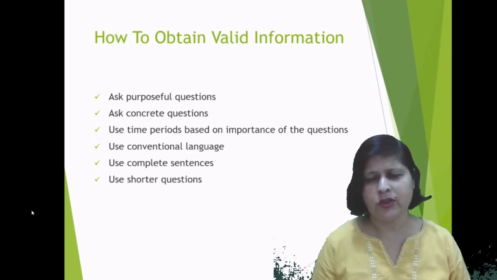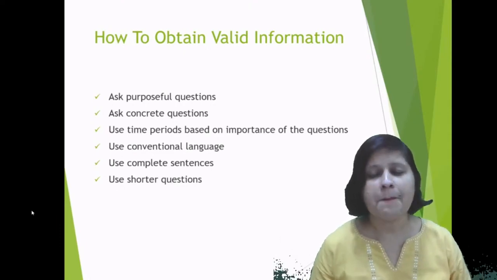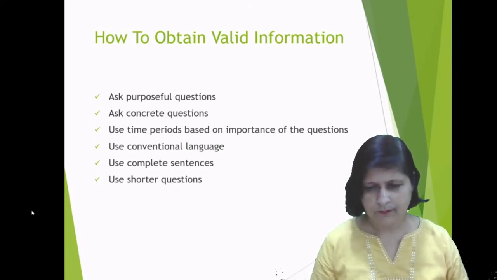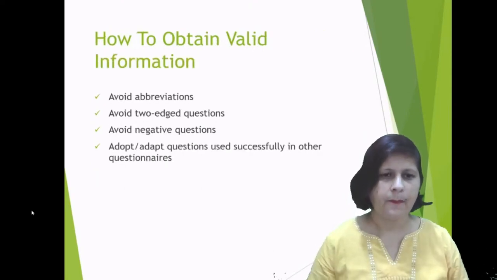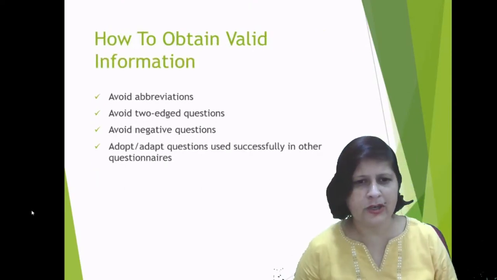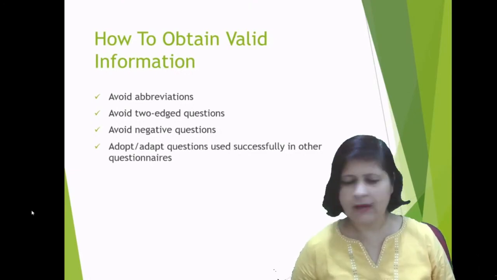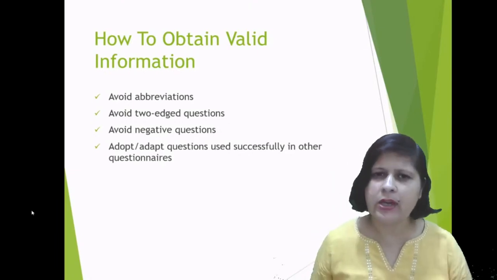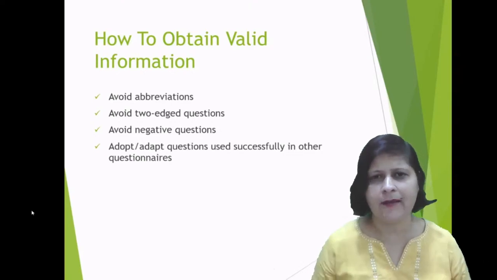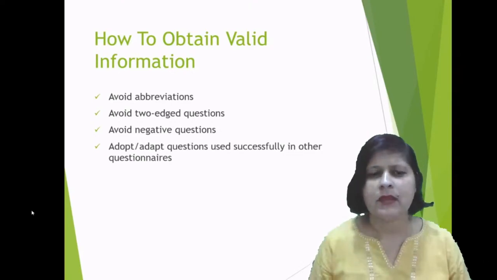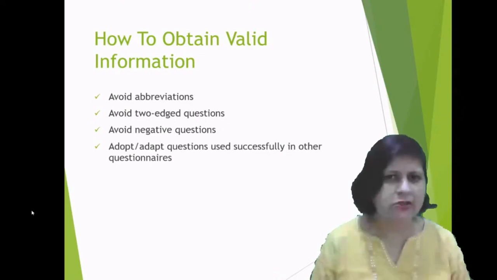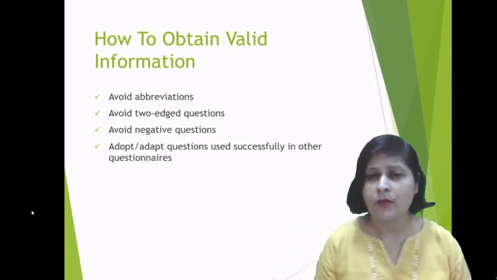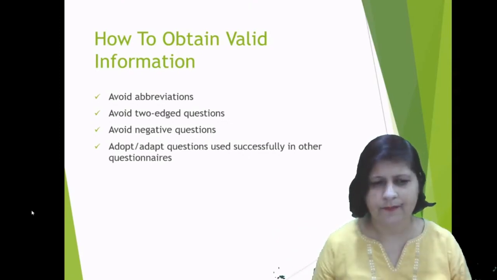Use conventional language. Use complete sentences. Don't use shortcuts. Avoid abbreviations. Never use abbreviations. If you want to write role ambiguity, write role ambiguity rather than RA. Avoid abbreviations, because they create confusion and no one is interested in going through your list of abbreviations and then answering the questions. They will avoid answering those questions.